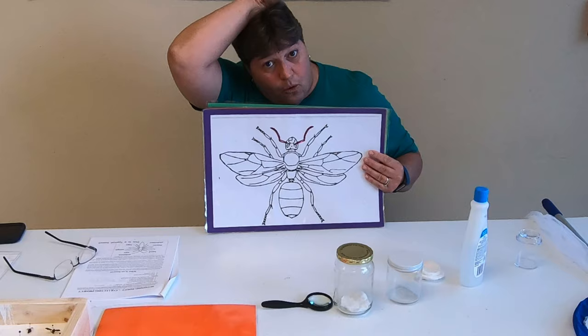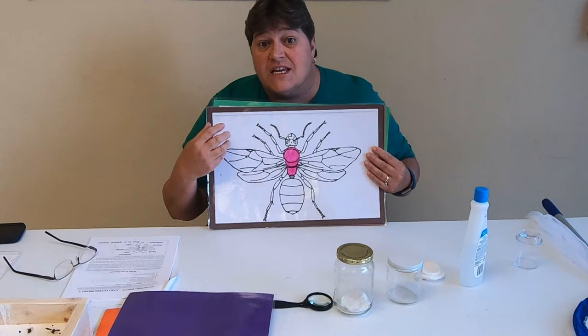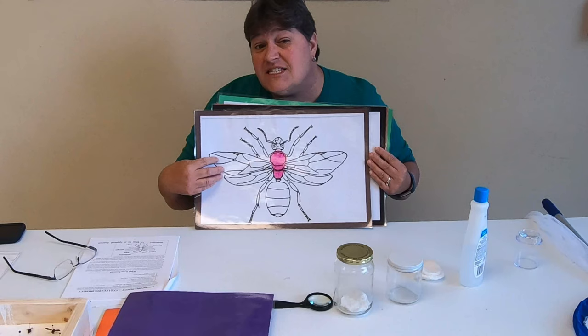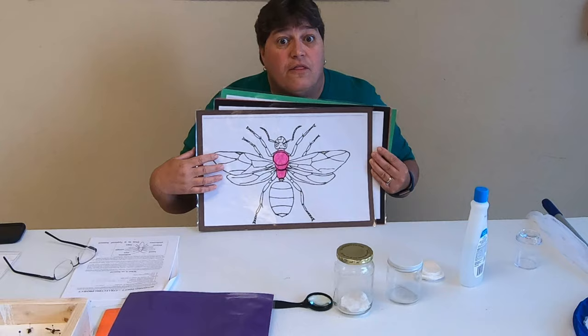Communication, antenna. The next body part is the thorax. The thorax provides the place where the wings and the legs are attached, okay? The thorax's job is to help with movement. Any insect that you see, you're going to find that their wings, if they have wings, and their legs are attached to the middle part, the thorax.